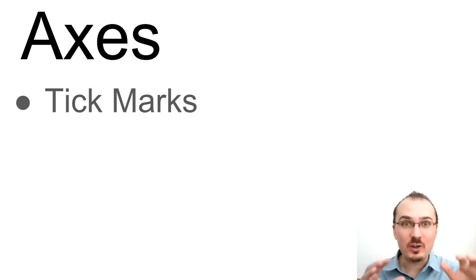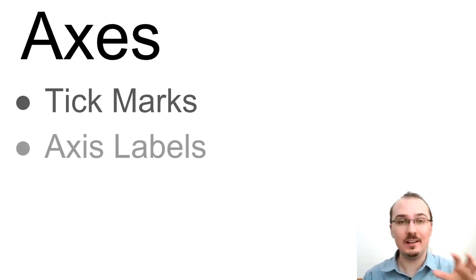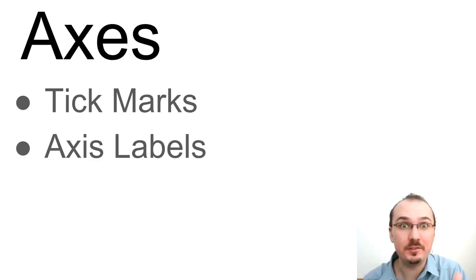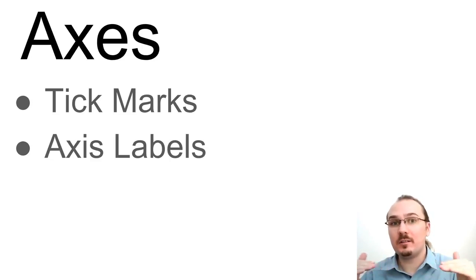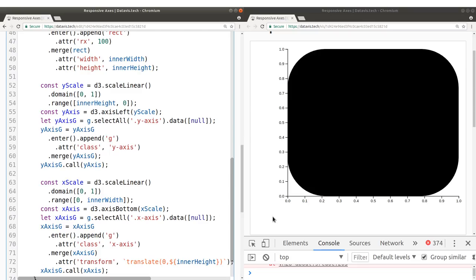So we've added the core essence of axes, which is tick marks. Next up, let's add axis labels, because, you know, tick marks are useless if you don't know what they mean. The idea is that in this space here, we can add a label that tells us what this axis means.